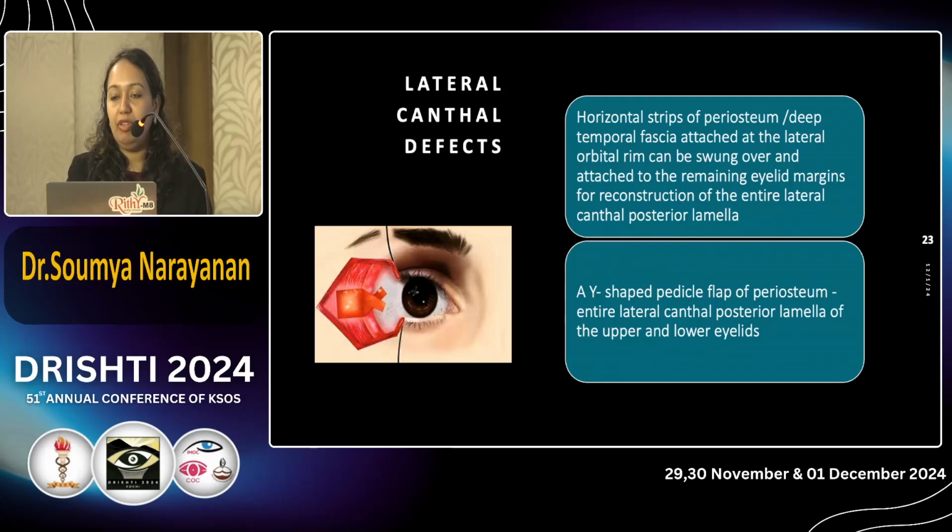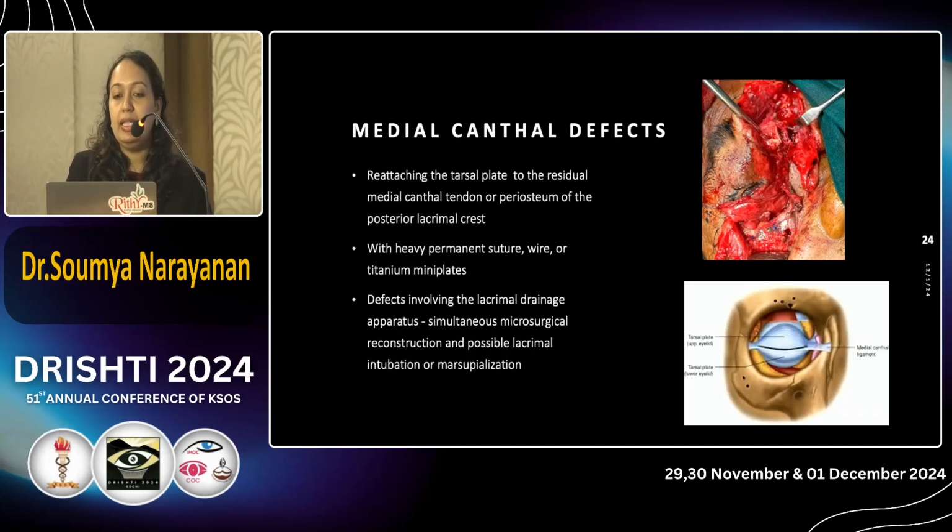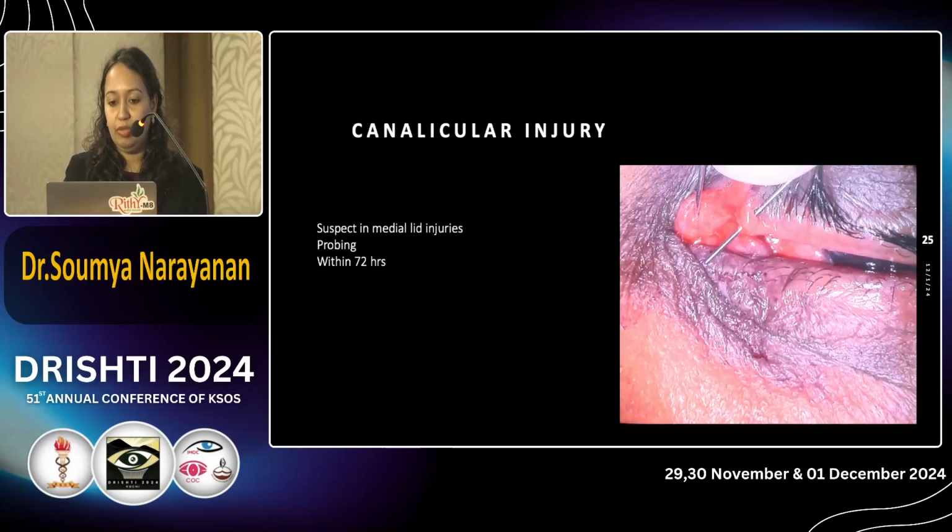A Y-shaped pedicle flap of periosteum can also be used for the lateral canthal posterior lamellae of the upper and lower lid together. For medial canthal defects, we have to attach the tarsal plate to the residual medial canthal tendon or directly to the periosteum, either with a heavy permanent suture, wire or titanium miniplates. There can also be defects involving the lacrimal drainage apparatus that should be taken care of. We should suspect a canalicular injury in all cases of medial lid injuries, probing is diagnostic, and we should suture it as soon as possible, especially within 72 hours.